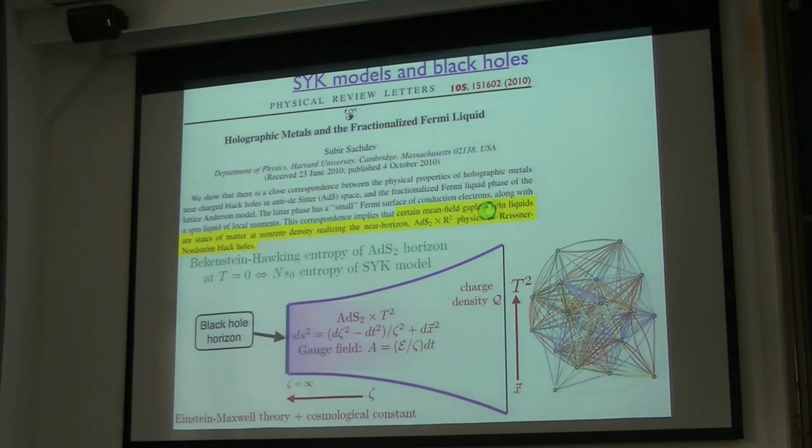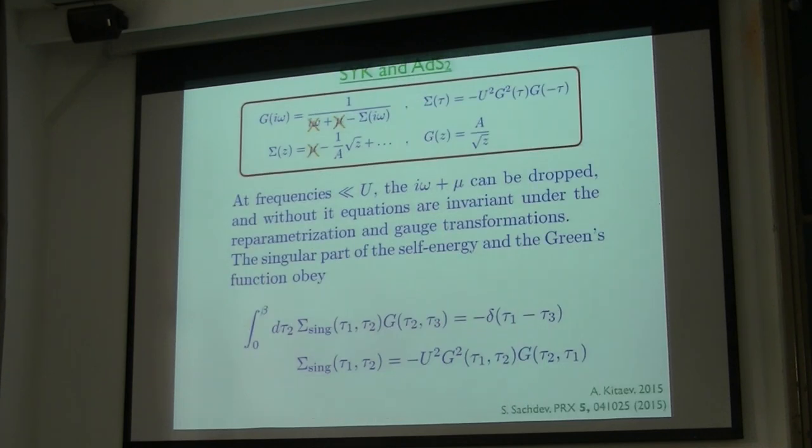That certain mean field gapless spin liquids, which are precisely what are now called the SYK models, are equivalent to this AdS2. And in fact, this S0 entropy, this is a key observation in this paper, I think. This S0 entropy I just told you about is in fact the Hawking entropy of an extremal black hole, which has a non-zero entropy at zero temperature. Okay. So that's the conjecture at the level of coincidence.